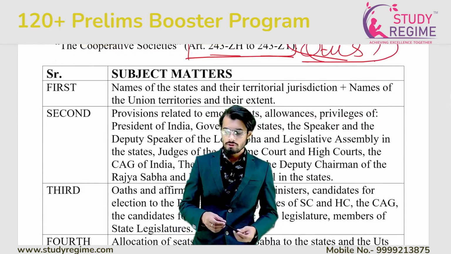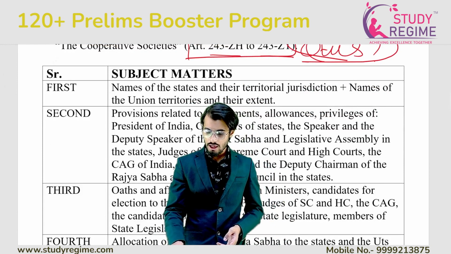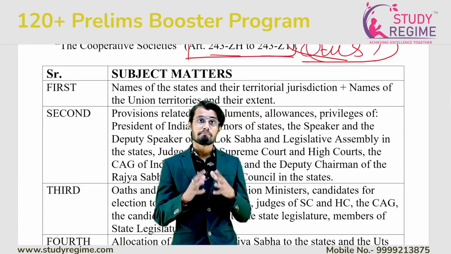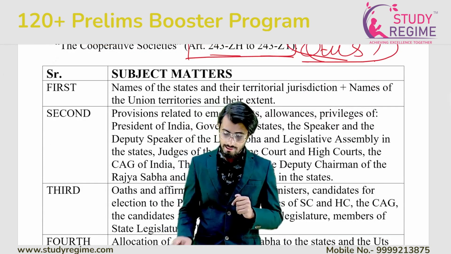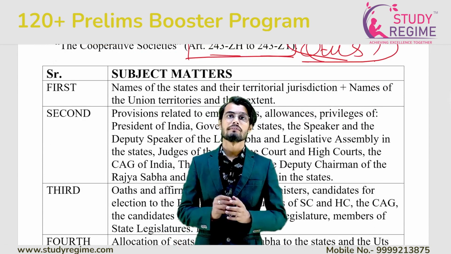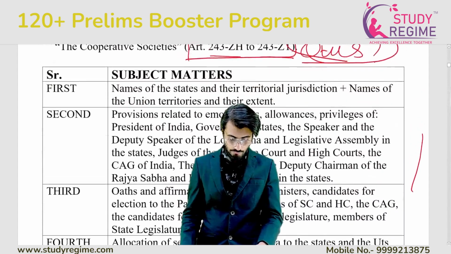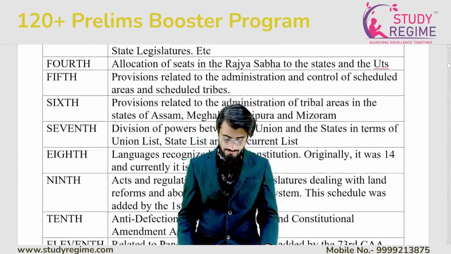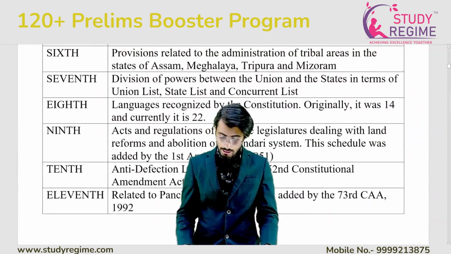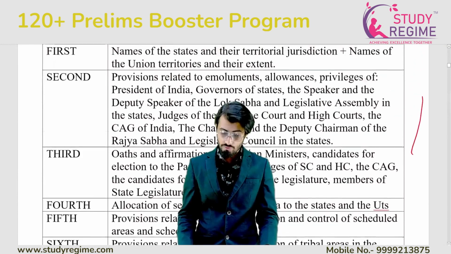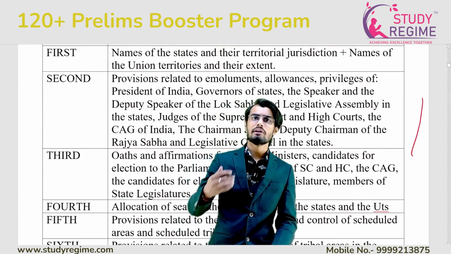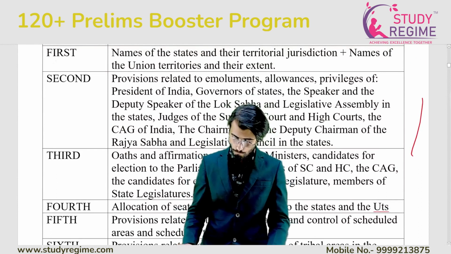Okay, students. Now we will be covering another very important part of the Constitution, that is the schedules of the Constitution. There are 12 schedules: 1st, 2nd, 3rd, 4th, 5th, 6th, 7th, 8th, 9th, 10th, 11th and 12th. So how to remember all these? First of all, let's discuss. Then we'll try to figure out a mnemonic if possible.